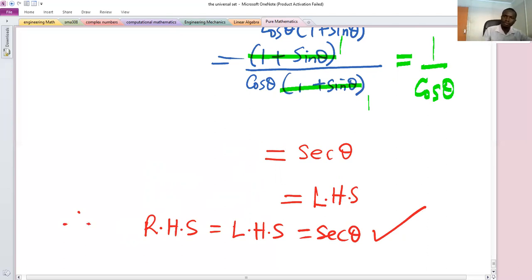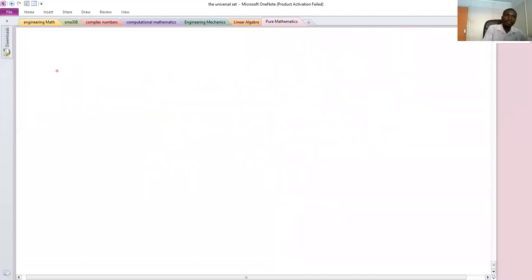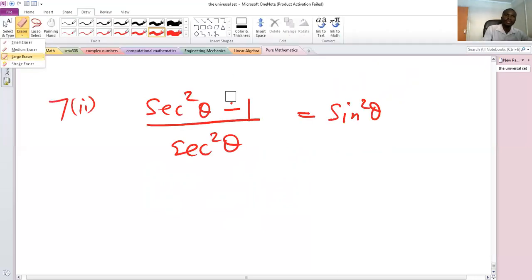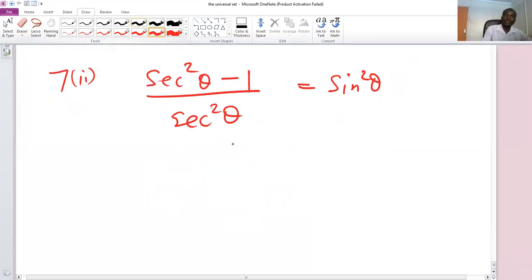Second part, 7(2), sec squared theta minus 1 divided by sec squared theta is equals to sine squared theta. This is an appetizer. This problem is an appetizer because you will not struggle to show that left-hand side is equals to right hand side this way. So proof.